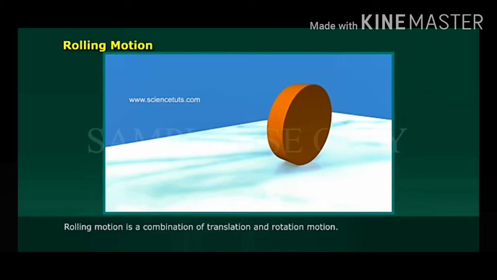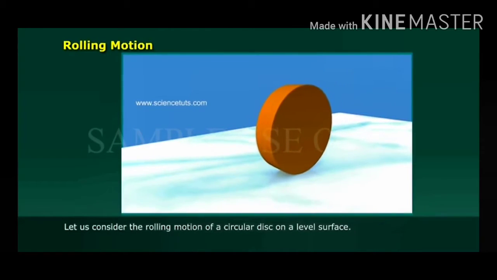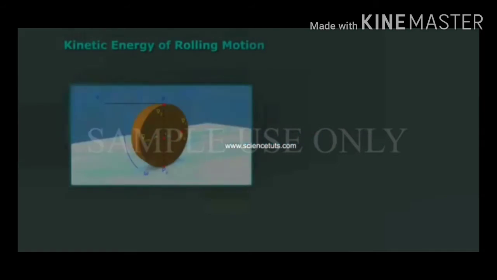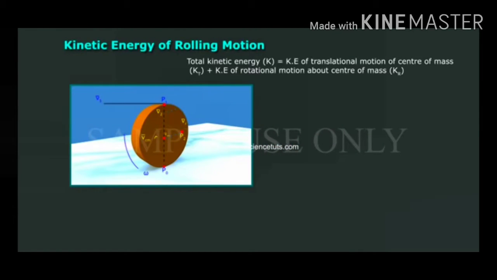Rolling motion. Rolling motion is a combination of translation and rotation motion. Let us consider the rolling motion of a circular disc on a level surface. Total kinetic energy K is equal to the kinetic energy of translational motion of the center of mass, Kt, plus the kinetic energy of rotational motion about the center of mass, Kr. That is, K is equal to Kt plus Kr.